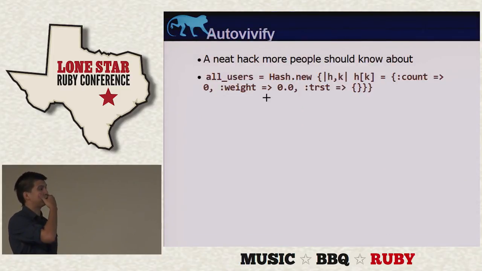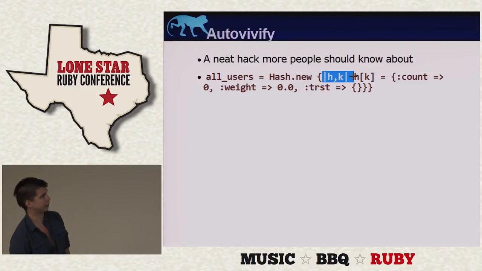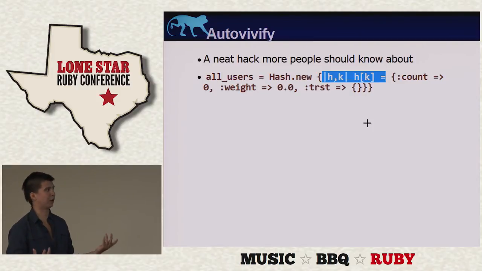Auto-vivify, again, this is really cool. You should read about it more in your spare time. Wikipedia's article is okay. Look on the rest of the web, just Google for it, and you'll find some interesting resources. It's something that's native to Perl, and you can do it really easily in Ruby just by doing something like this. It's just the beginning, and after it, it's whatever you want to put in there, to auto-populate your hash.